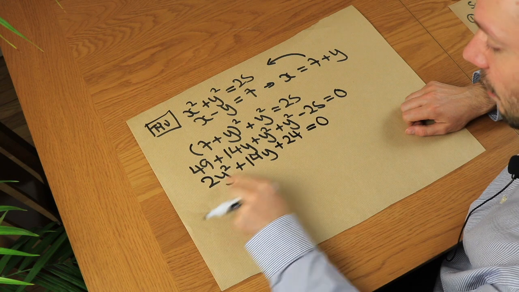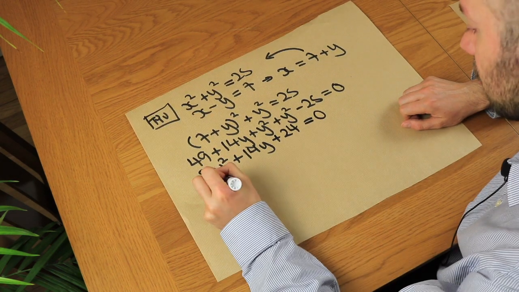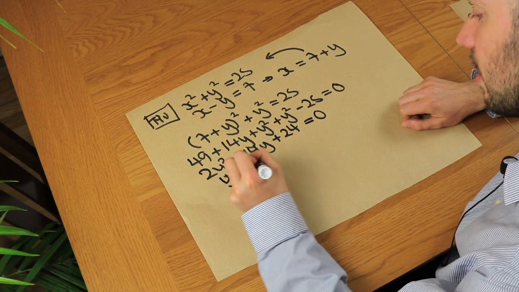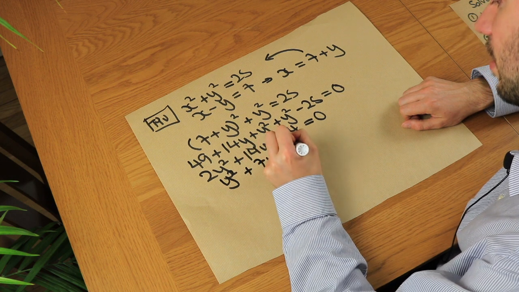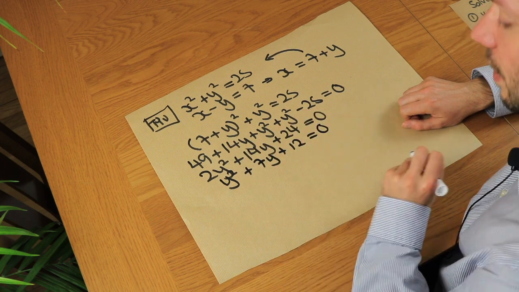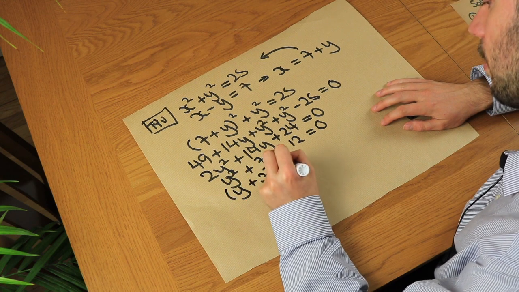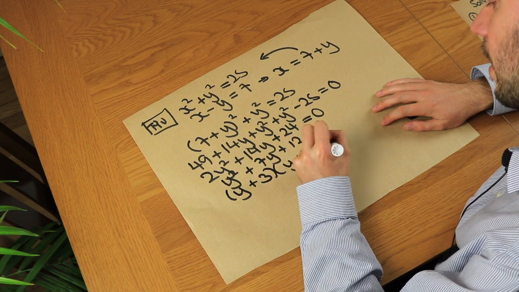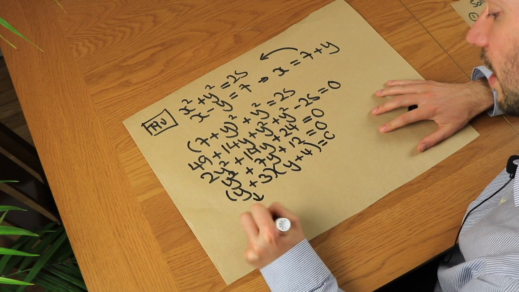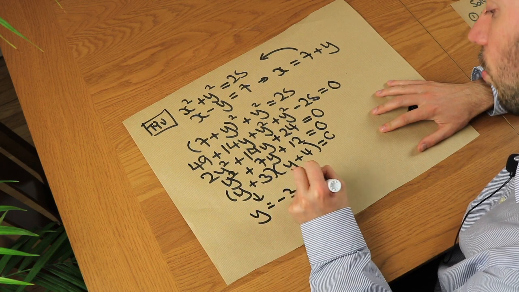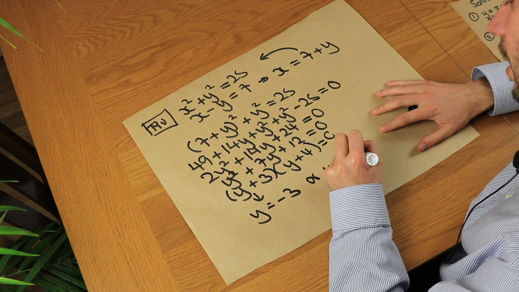Now, do you remember this trick? If all the numbers are divisible by 2, we can just divide everything by 2. So y squared plus 7y plus 12 equals 0. Now, this very nicely factorizes to (y plus 3)(y plus 4). So then we can either say that y is minus 3 or y is equal to minus 4.